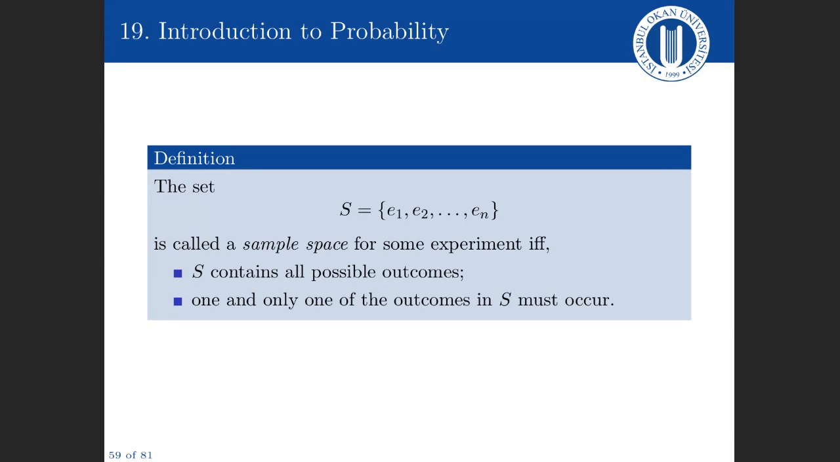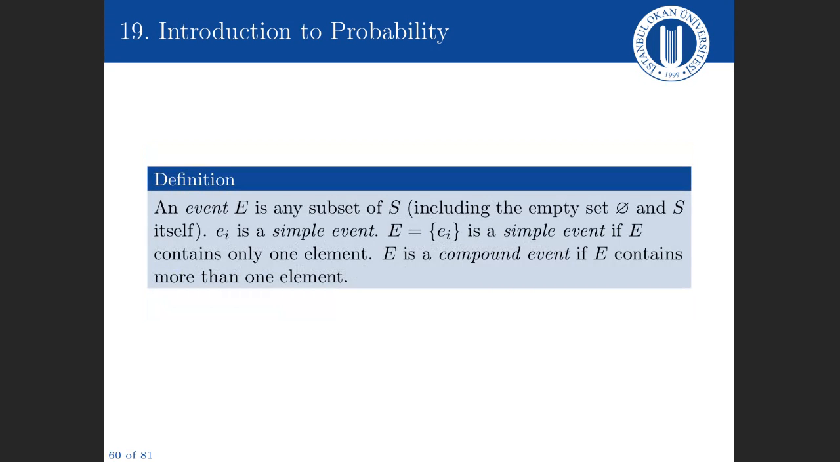More formally, the set S containing elements E1 up to En is called a sample space for some experiment if and only if the set S contains all of the possible outcomes of the experiment and one and only one of the elements in S must occur. An event is any subset of S, and we include the empty set and S itself. E subscript i is a simple event. The set capital E containing only one element is also called a simple event. The set E is called a compound event if E contains more than one element.